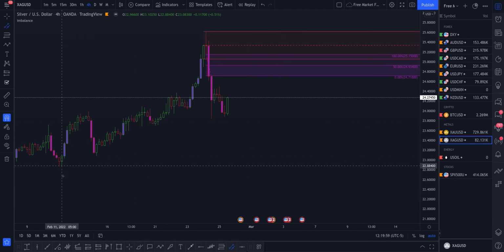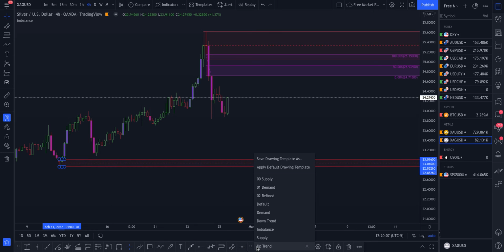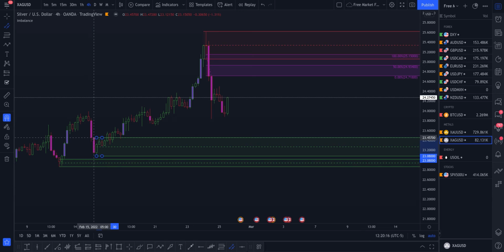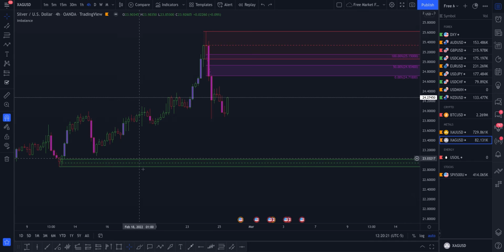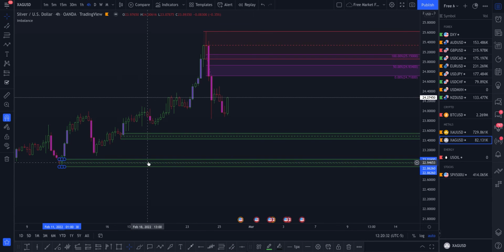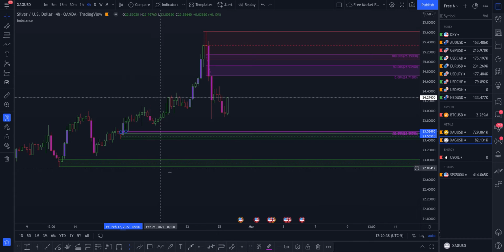Here, let's just set up the zones really quick. We have unmitigated 4-hour demand, unmitigated 4-hour demand. Oh, this has been mitigated. Sorry, it was this one. Okay, as well as just a tiny bit of imbalance to be filled.